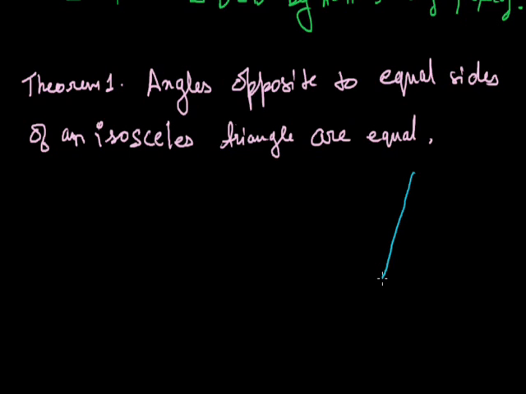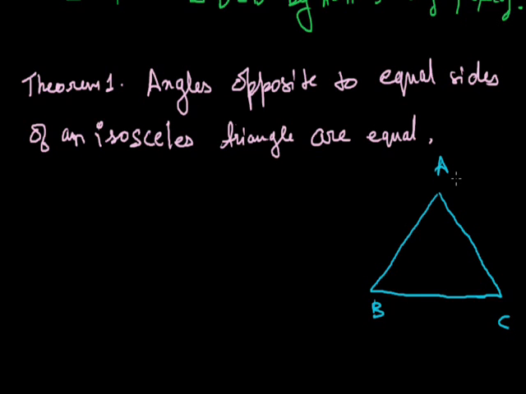That is, we are given the triangle ABC, an isosceles triangle. What is an isosceles triangle? One whose two sides are equal. So let us assume that side AB is equal to side AC. So we can write in given that AB is equal to AC, since the triangle is isosceles.